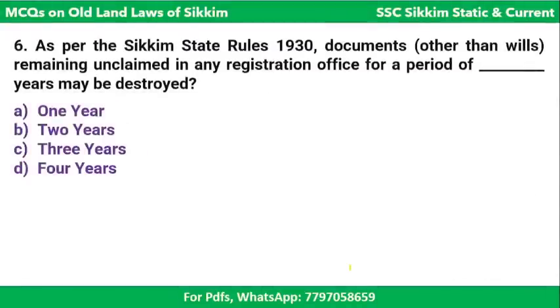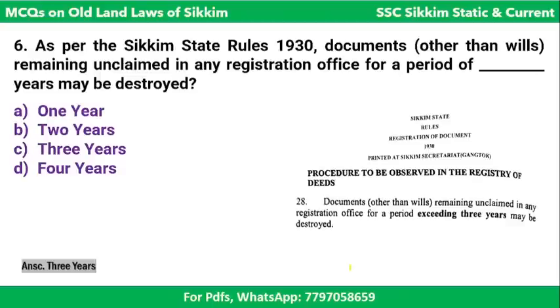Next question. As per the Sikkim State Rules 1930, documents other than wills remaining unclaimed in any registration office for a period of how many years may get destroyed. So if somebody does not claim any document other than wills for a certain number of years, then the documents will be destroyed. So the question is for how many years, okay. The correct answer to this question is 3 years. If somebody does not claim any document for 3 years, then the office has the right to destroy it, okay.